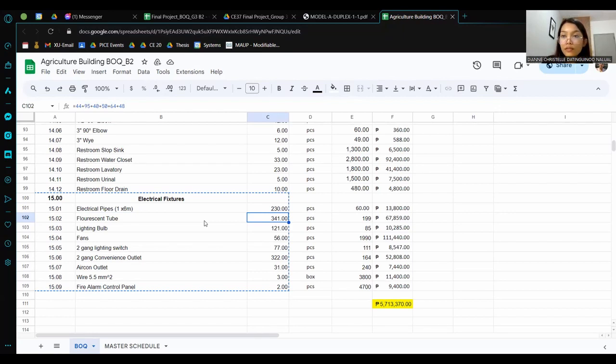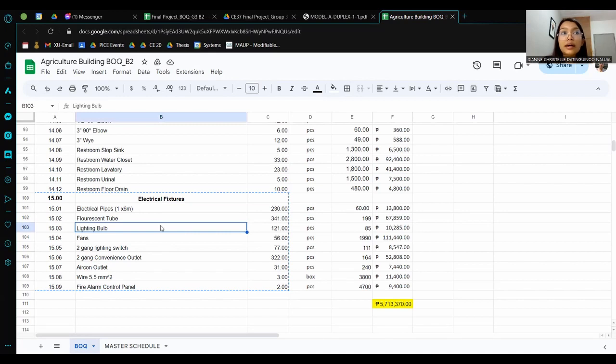For the fluorescent tubes, as you can see in the electrical plans, fluorescent tubes are spread out in the classrooms and hallway. Few are in the hallways. So there are 341 pieces from ground floor to 6th floor, which cost 199 each, which is a total amount of 67,859 pesos.